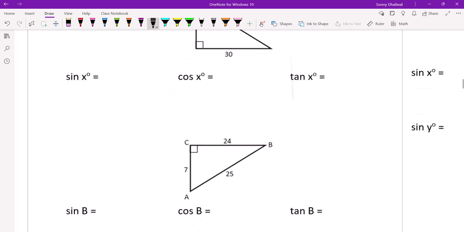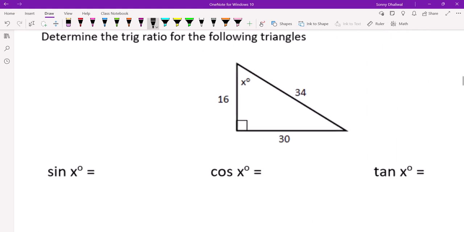We're not going to do the bottom triangle here. We're going to do this one here. Let's label it together, then I'll have you set up the 3 equations. What is your hypotenuse? Is it 16, 34, or 30? Which one's your hypotenuse? 34. The longest one. All right?